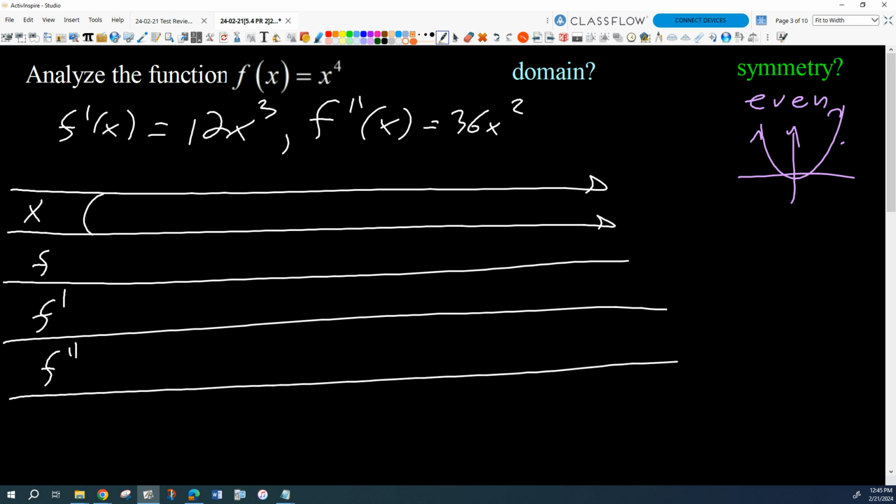Okay, same domain, all reals, same critical number, 0, right? 0 is the only critical number we get from our first derivative where it's 0. But again, the second derivative test fails. We get 0. Yes? How is it 12 next to the... Did I mess that up? Oh, I did. It's 4. Gosh. Yeah, I'm blaming that on the flu. You're right. I don't know what was going through my brain there, but you're right. It's 4x cubed and 12x squared. Much better.